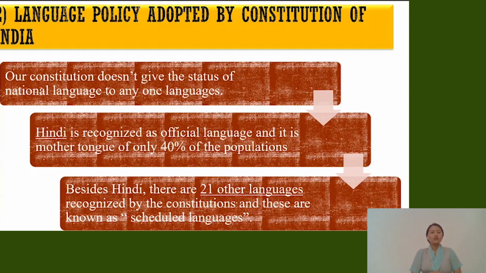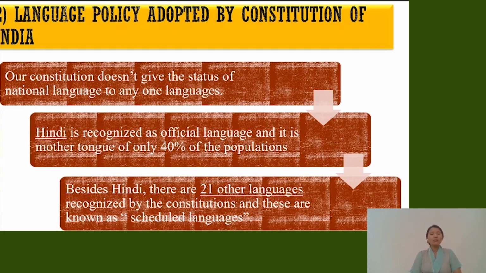Our constitution does not give the status of national language to any one language in our country. We have more than 500 languages spoken in India, but we do not have one language which is called the national language. Every other country has its own national language, but we in India do not have any national language. That is because we do not have a single language which is spoken by the majority of the population, spoken by more than half of the population. So because of that, our constitution does not give national language status to any one language in India.